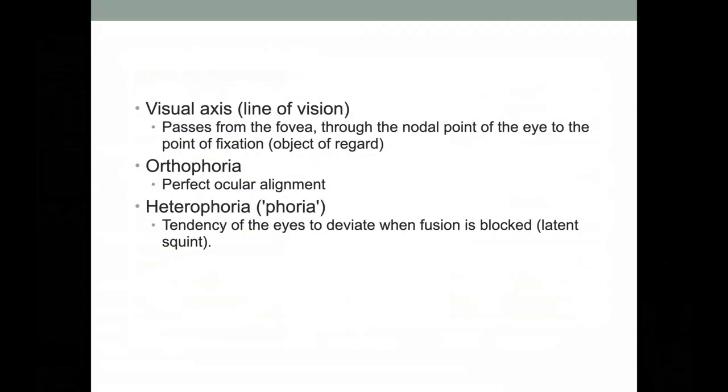So your visual axis, or your line of vision, passes from the fovea through the nodal point of the eye to the point of fixation. So if you're in perfect alignment, it's called orthophoria, and heterophoria is a tendency of the eyes to deviate when fusion is blocked, and that's called a latent or a hidden squint. All right?